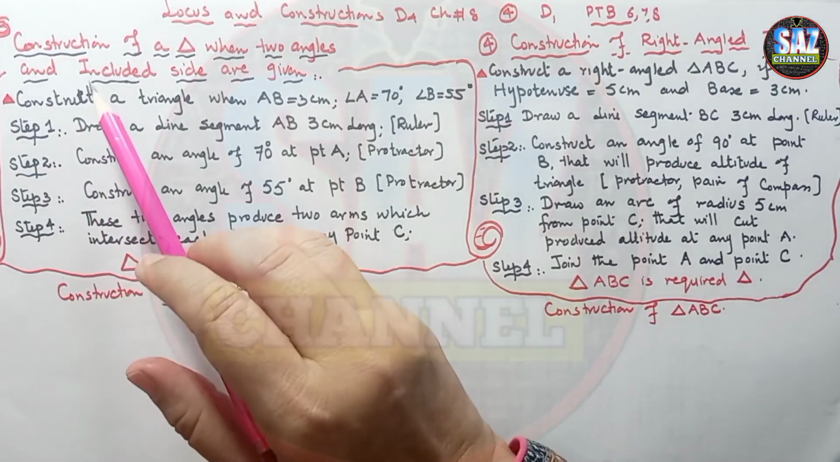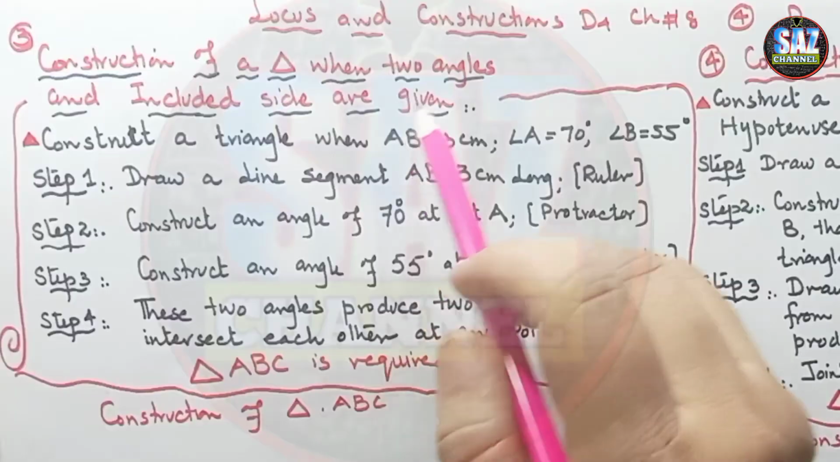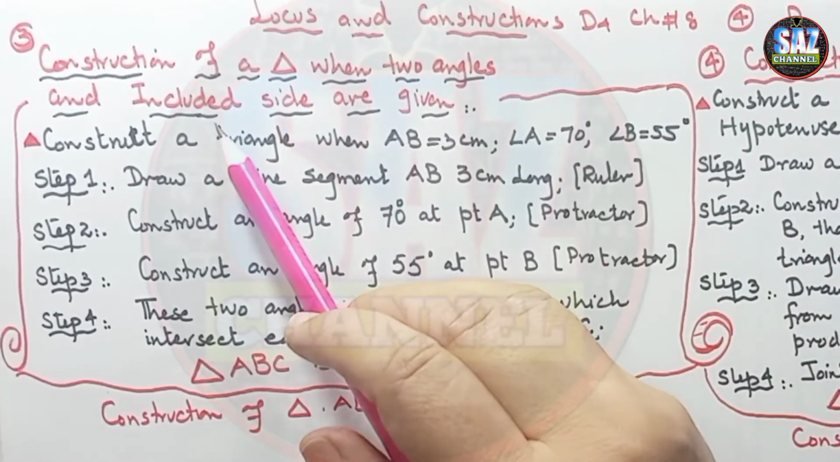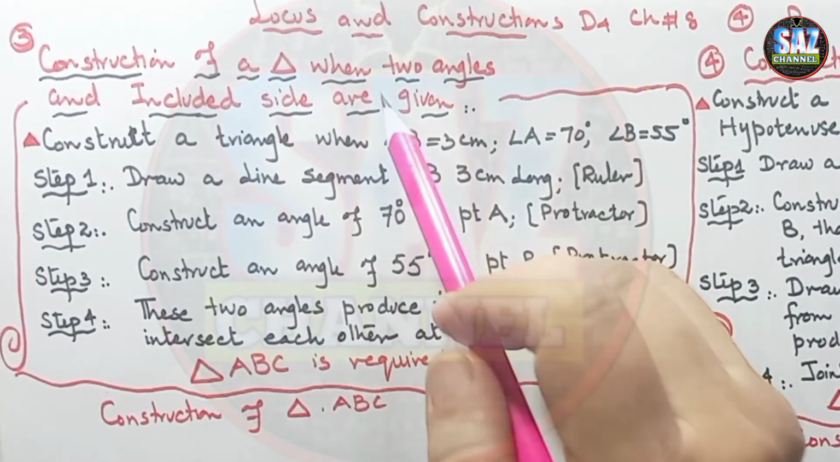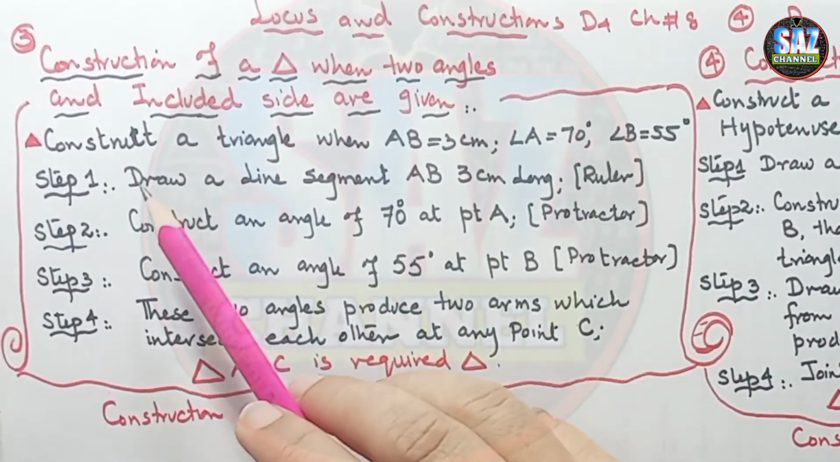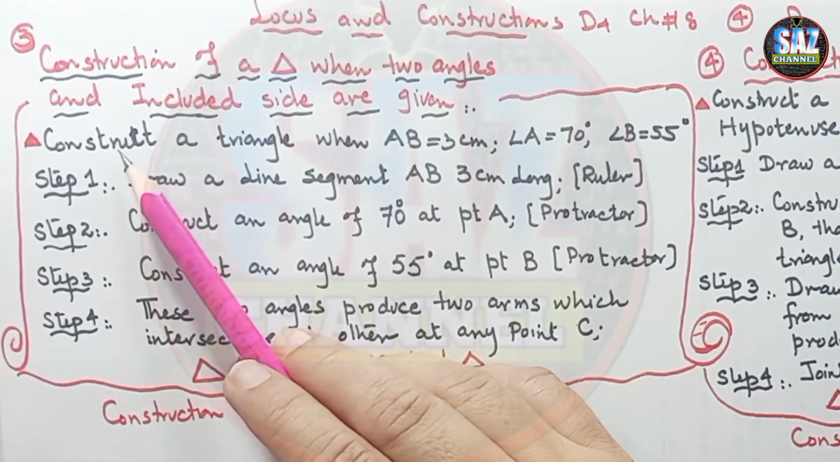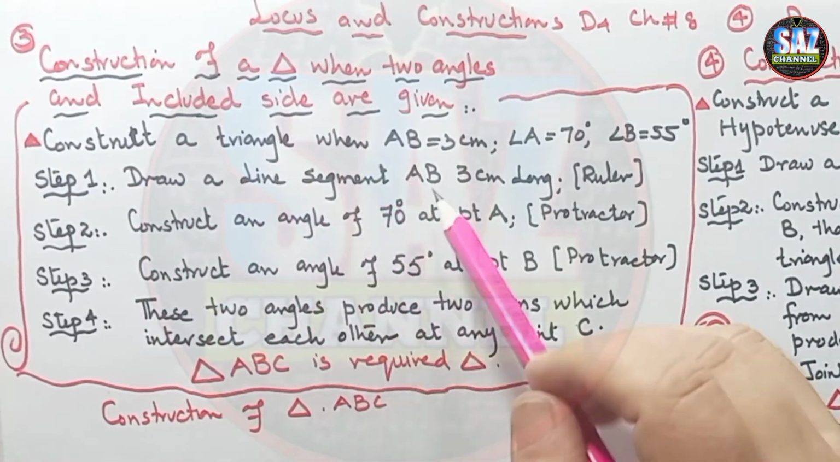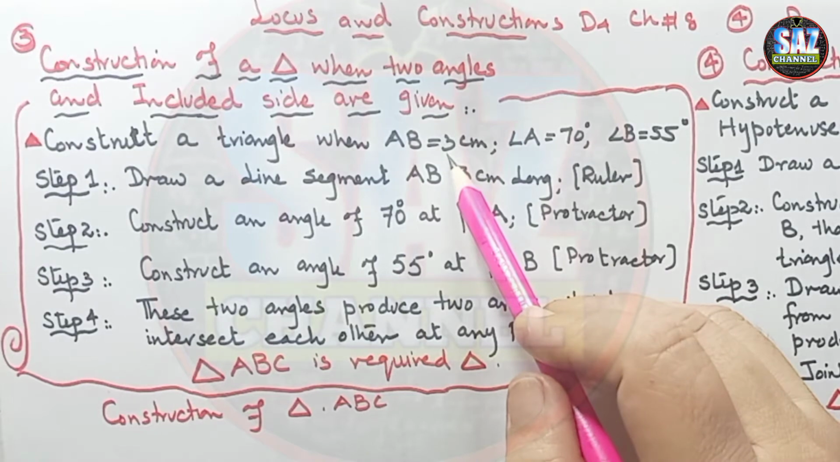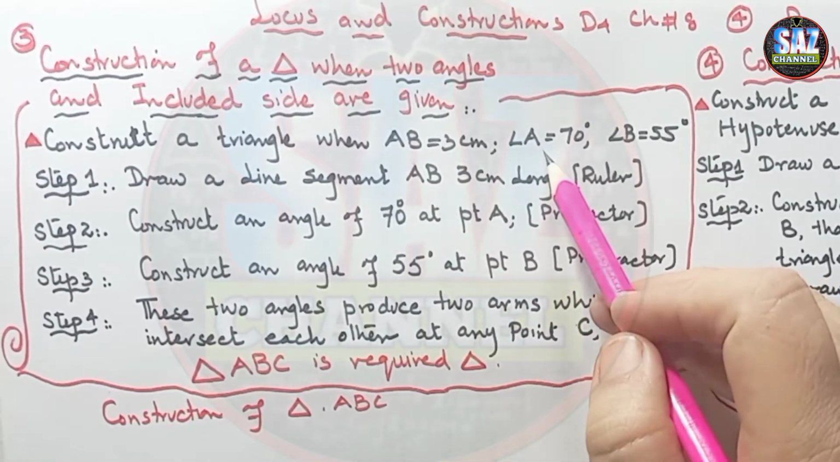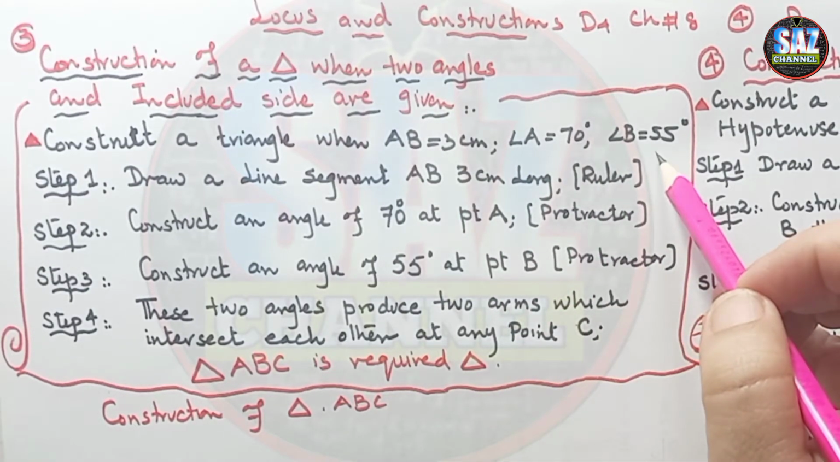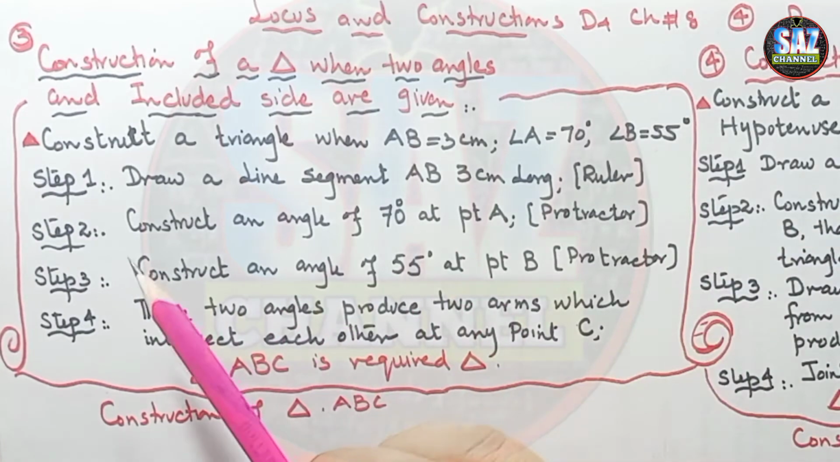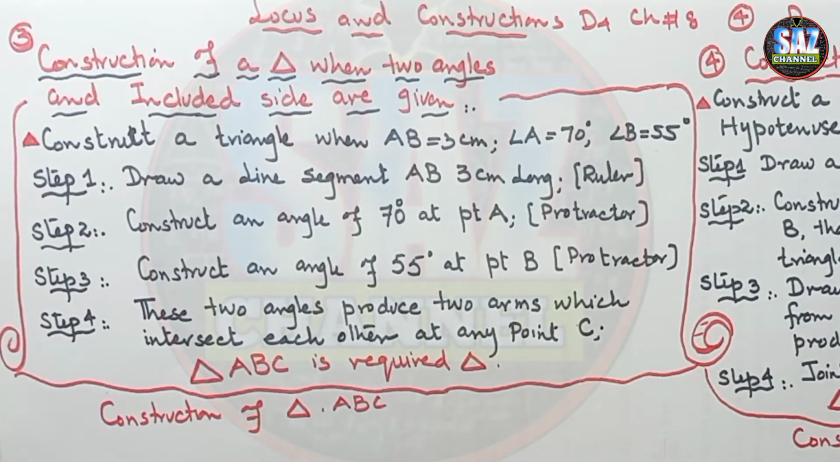So what is the procedure for the construction of a triangle when two angles and the included side are given? Let's take the situation that we have to construct a triangle with side AB 3 centimeters, angle A 70 degrees and angle B 55 degrees. I'm explaining this method through 4 easy steps. You can keep these 4 easy steps in your mind.